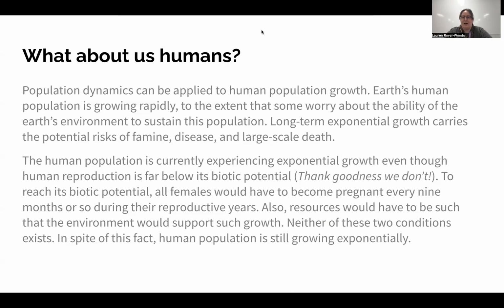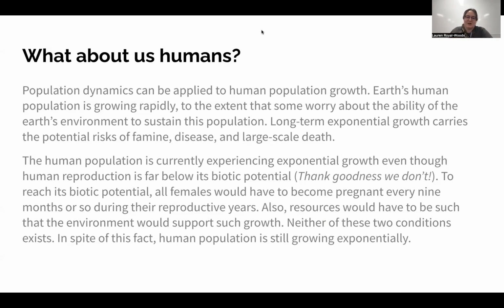Anyway, all resources would have to be such that they would support this growth, and basically neither of these two conditions exists. So we're not like bacteria. We're like, yeah, no, I don't know if I want to have kids. There's a lot more into it than just what all these numbers represent.